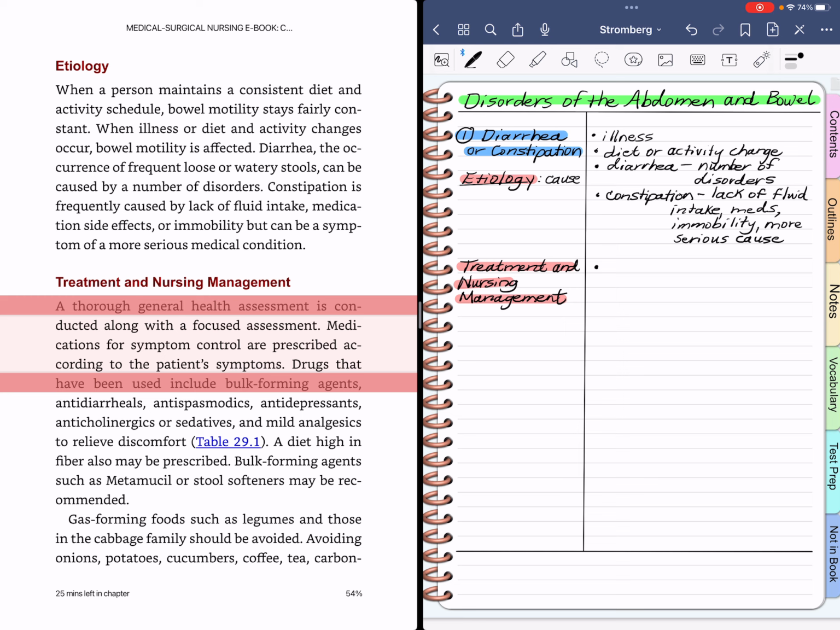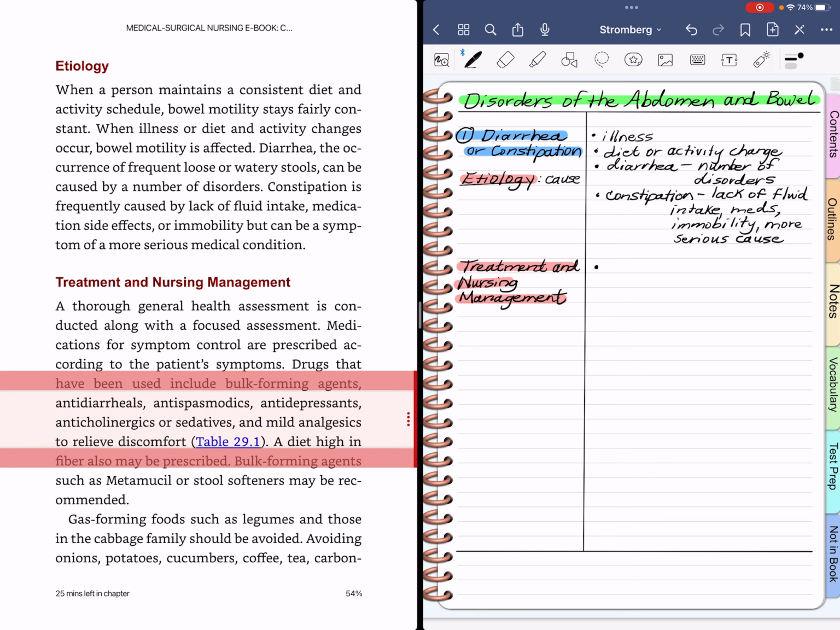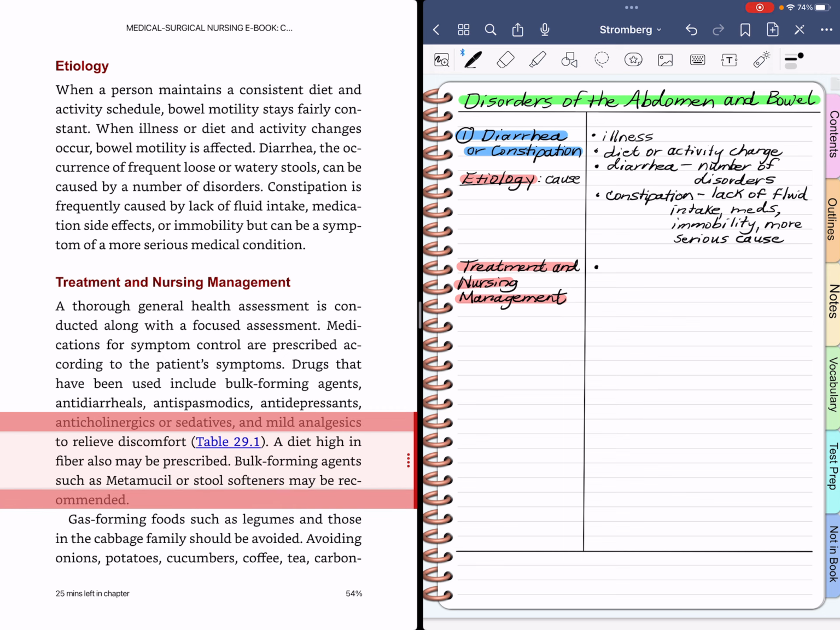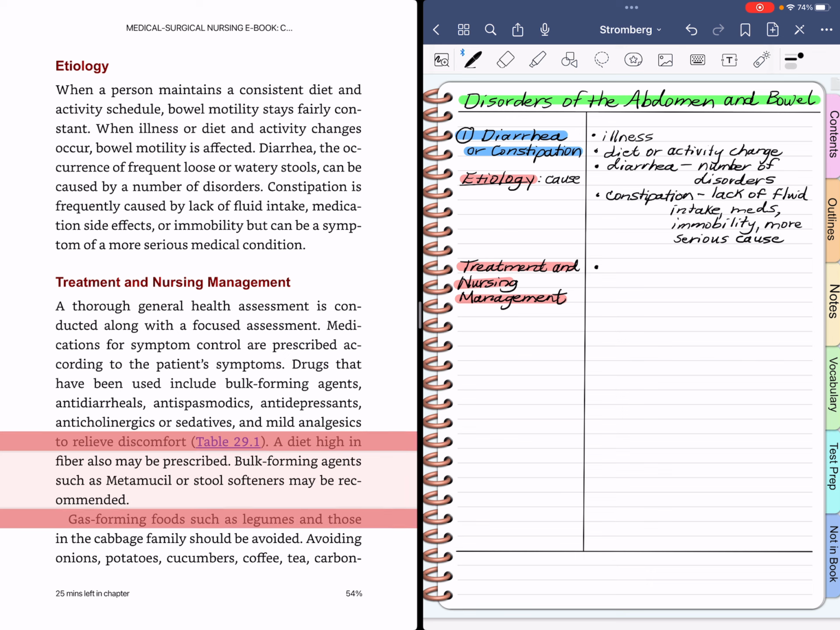A thorough general health assessment is conducted along with a focused assessment. Medications for symptom control are prescribed according to the patient's symptoms. Drugs that have been used include bulk-forming agents, antidiarrheals, antispasmodics, antidepressants, anticholinergics or sedatives, and mild analgesics to relieve discomfort. And these are summarized in Table 29.1.